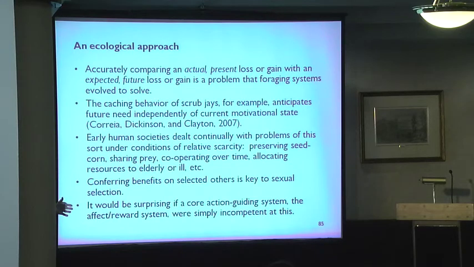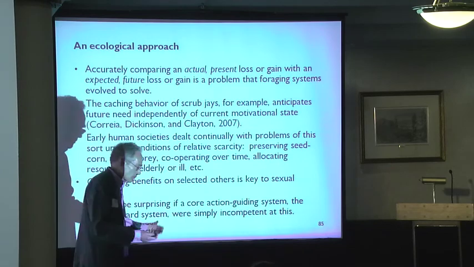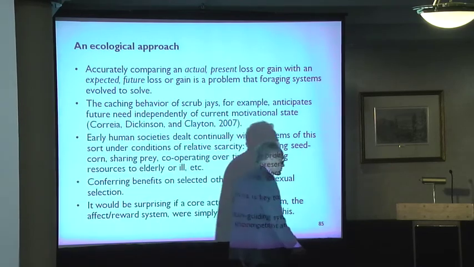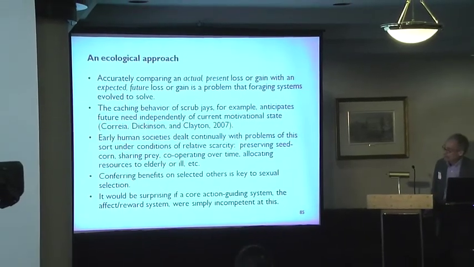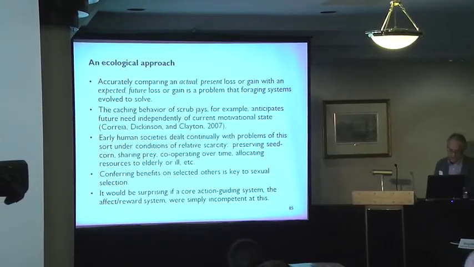So it seems to me it would be very surprising if this core action system, built on top of this animal model, the affect reward system, were built in such a way that we can't get people to make reasonable judgments about actual versus statistical cases. The question is, how can you work with the system to do it? It's got the potential for doing it, and the affective system is not there to interfere.